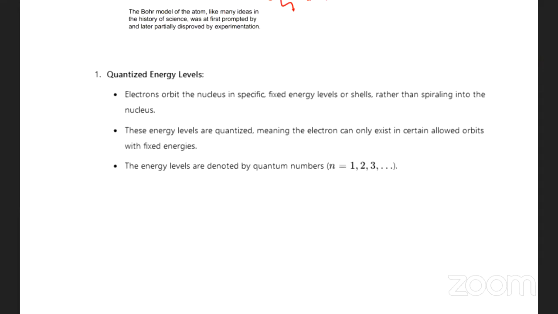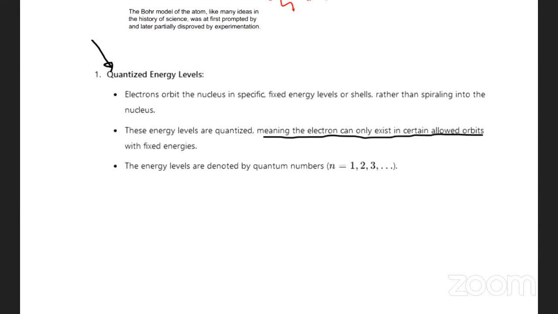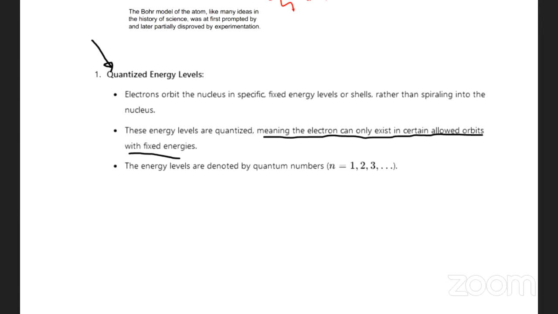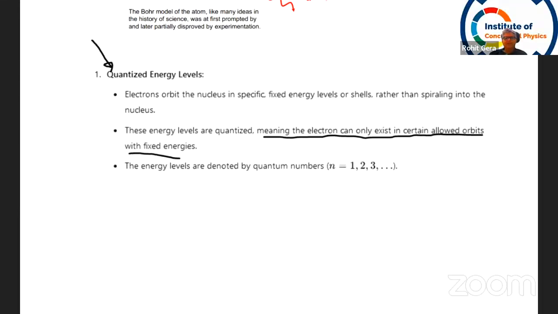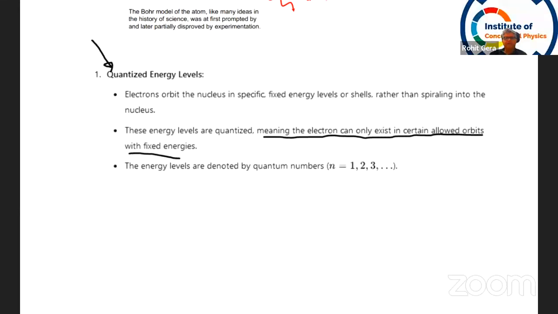Which means it is in multiples. Electron can only exist in certain allowed orbits with fixed energy. So you cannot be anywhere. There are some values of energy which you have to follow. Any electron you will pick up will have a certain value of energy. Cannot have random. It has to have some value, and that is the concept of quantization. That you cannot have any level of energy. You will have some specific multiples of energy.